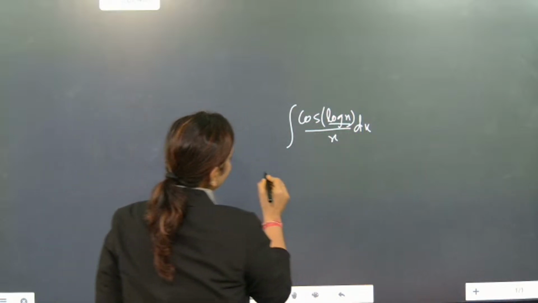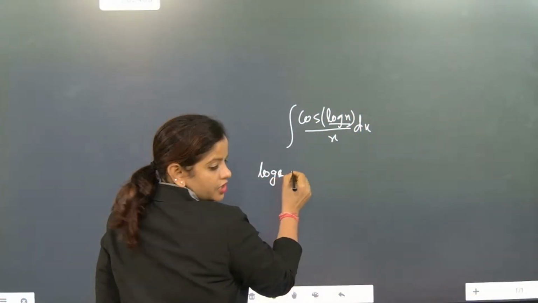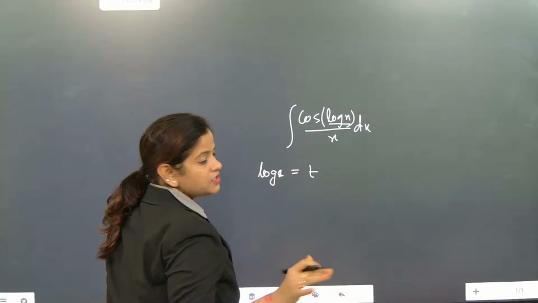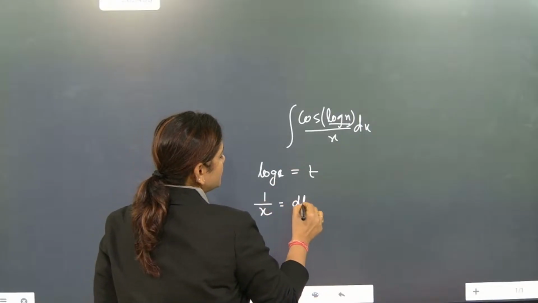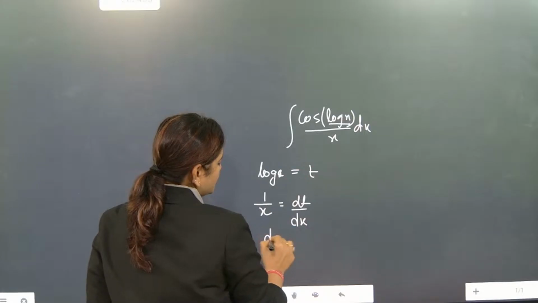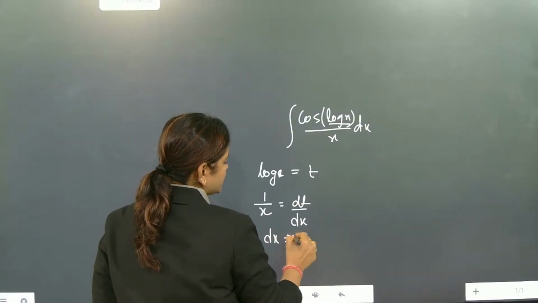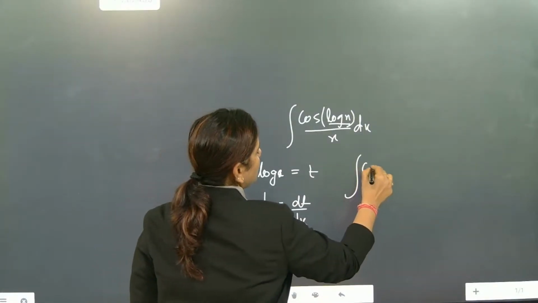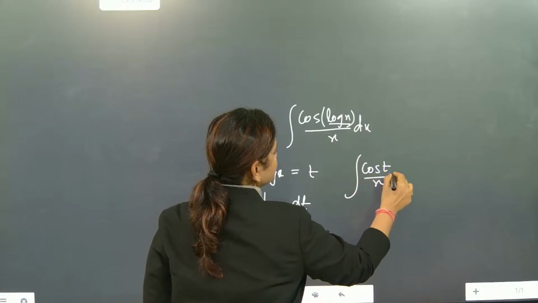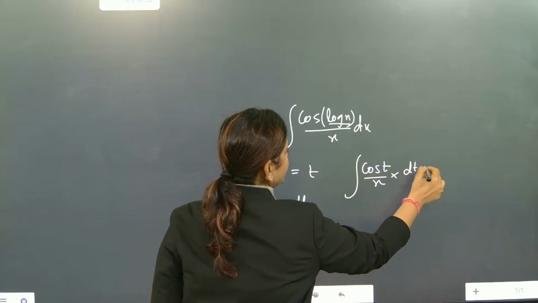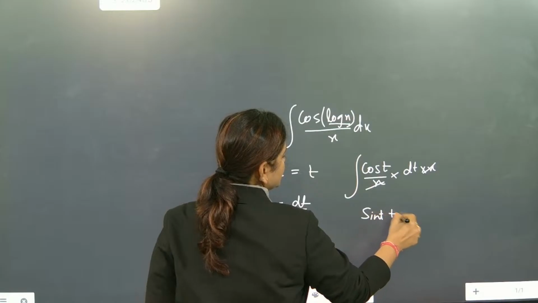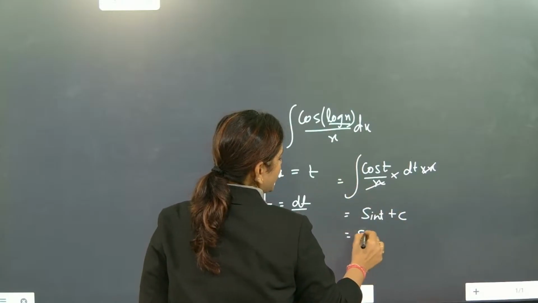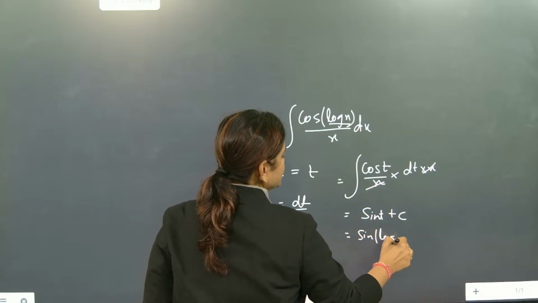If somebody asks you, take log x equal to t, understood? So when you take log x equal to t, it becomes 1 by x equal to dt by dx, so dx is equal to x dt. So this part becomes cos t by x into dt into x, so the x will get cancelled. Cos t will become sin t plus t, and this part will become sin of log x plus 1.